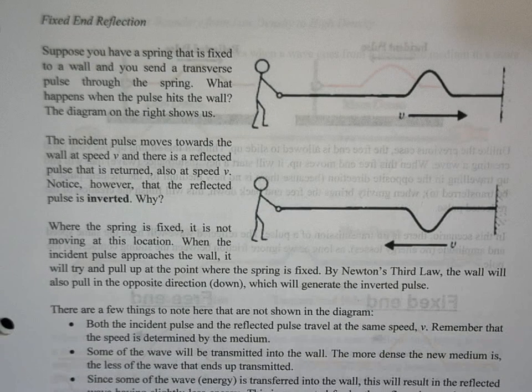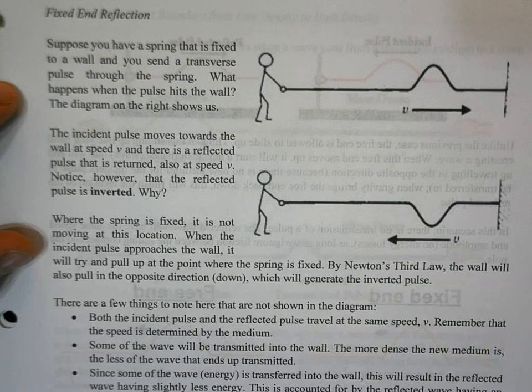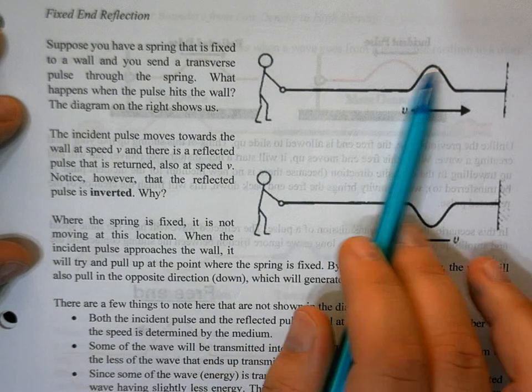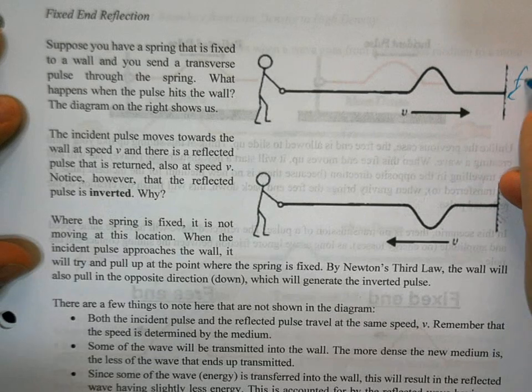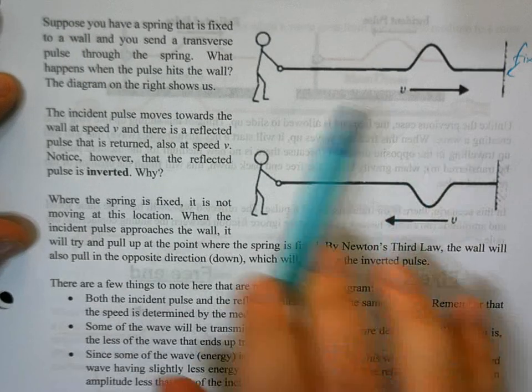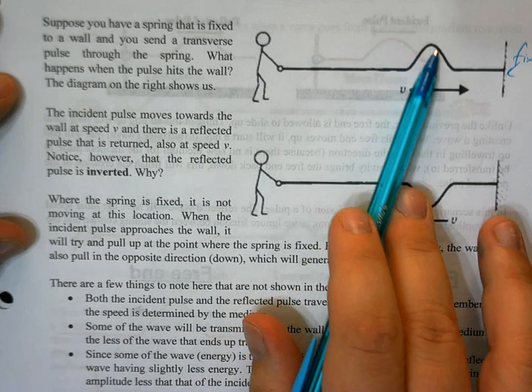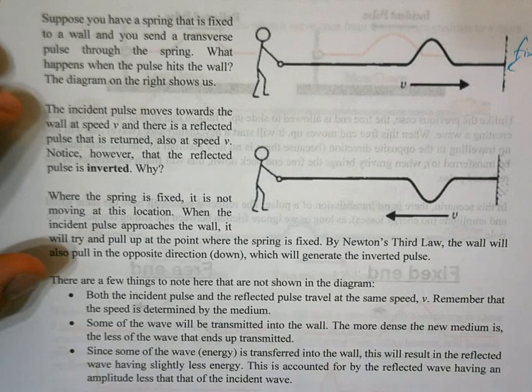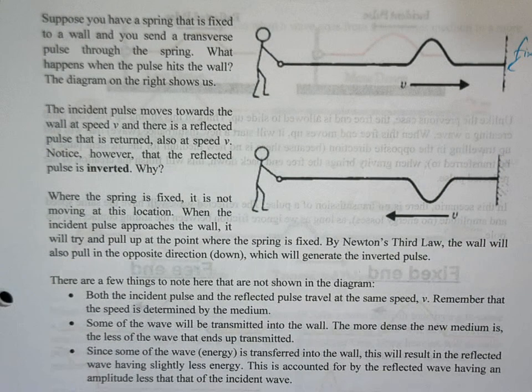Before we even get to the changing of media, we're going to look at just sticking inside the same medium. The first bit here is fixed end reflection. If we have a string, we produce a wave. This end here is going to be fixed. This wave is going to make its way here, and then we're going to have a reflected wave. You will notice that the reflected wave is inverted.